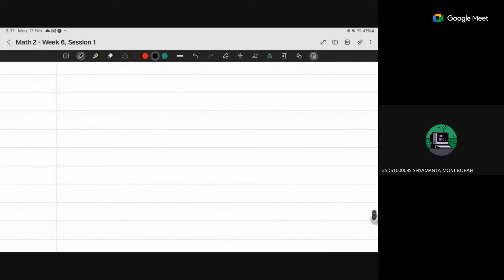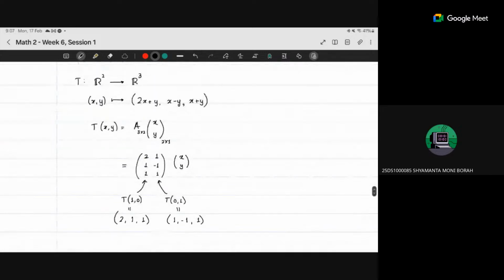So could you explain this thing once if you don't mind? No, this is just an observation that the first column is actually T of 1, 0, right? So if I do T of 1, 0, here I'll get 2, 1, 1. And that happens to be the first column of the matrix of the transformation. And T of 0, 1, just using the definition, is 1, minus 1, 1. That happens to be the second column. Okay, got it. So this column is T of 1, 0 and this column is T of 0, 1.